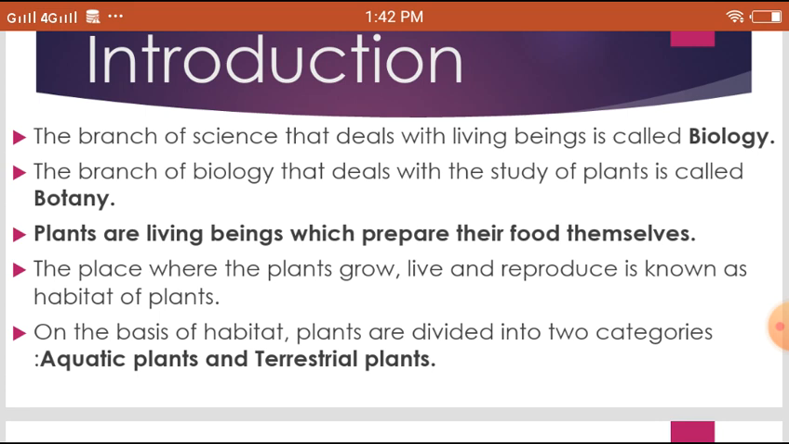Here in this chapter we are going to discuss plants. Plants are living beings which prepare food themselves. The place where the plants grow, live, and reproduce is known as habitat of plants. The plants can be divided into two categories on the basis of habitat. They are aquatic plants and terrestrial plants.